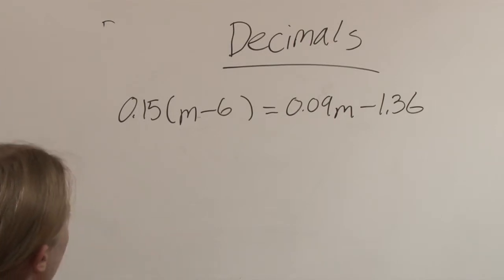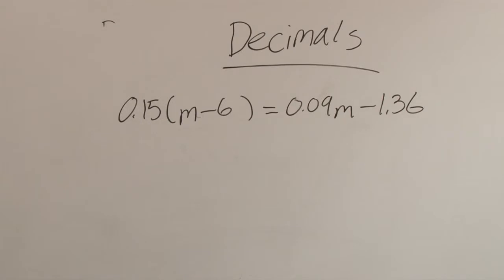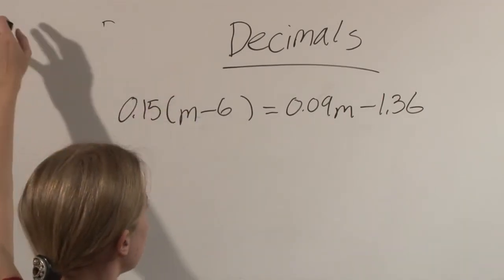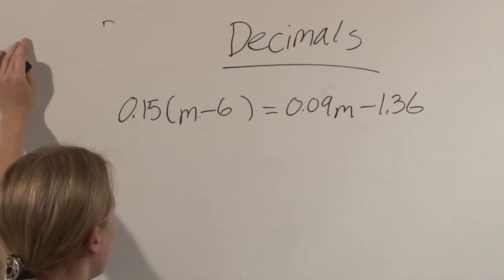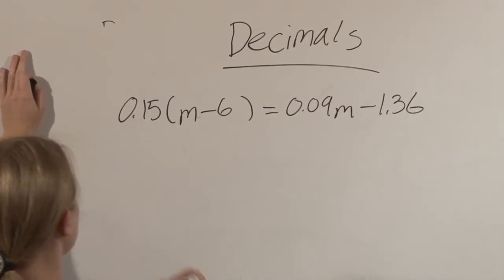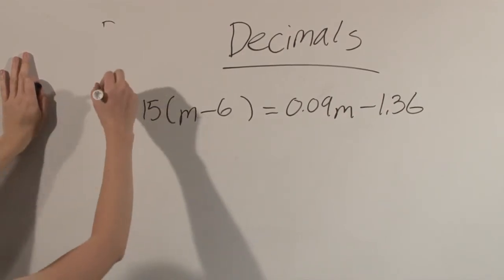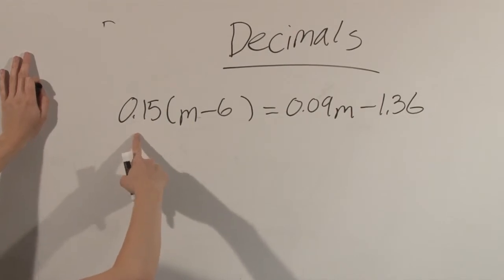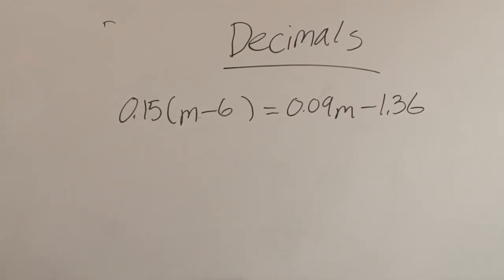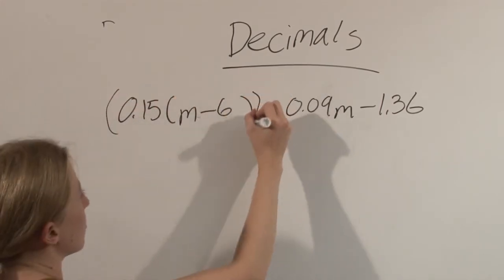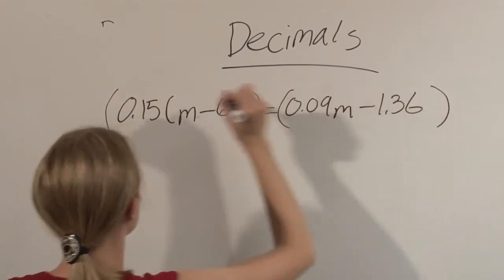So here I have a linear equation that has lots of decimals, and I gave them all the same amount of decimal places, so that makes my job a little bit easier. But I need to clear the decimal, and there's two ways that you can think about this. The first way is to think, well, what do I need to multiply 0.15 by to get a whole number? That would be 100, because I need to move it over 2 decimal places. So I'm going to multiply both sides by 100.